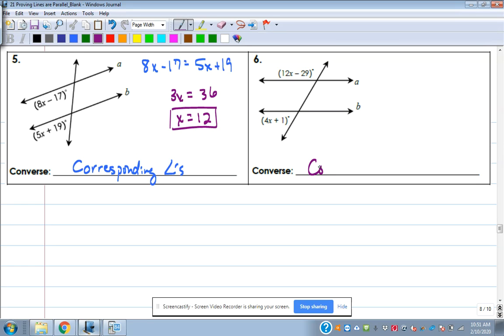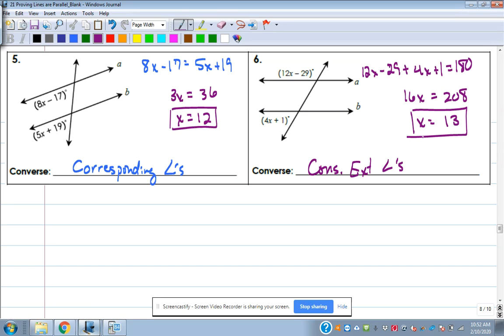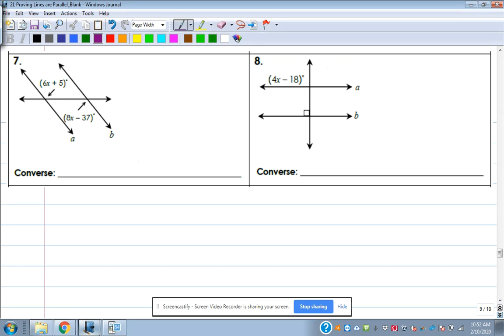Consecutive exterior, good job. Which means they're what? Supplementary. 12x minus 29 plus 16x plus 28 equals 180. Then you move the 28 over, so that'd be 208. And then divide by 16. x is 13.